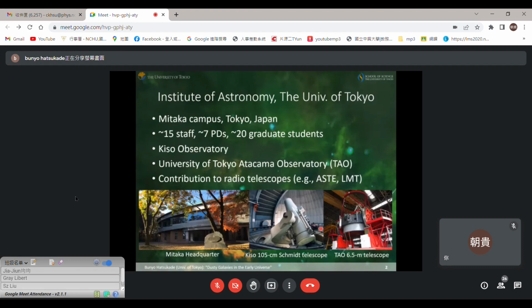We are also contributing to radio instruments and telescopes such as ASTE, the Atacama Submillimeter Telescope Experiment, and the Large Millimeter Telescope in Mexico.